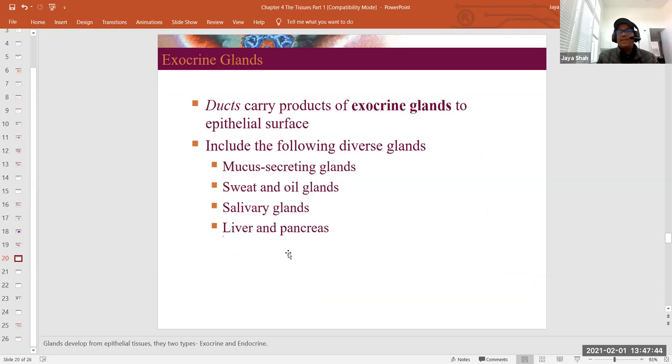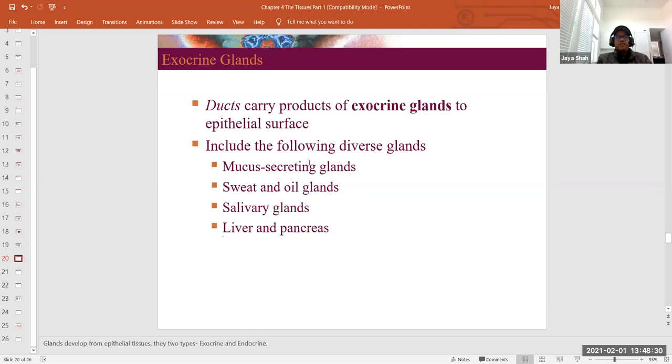Okay, so glands. Why do we talk about glands in the epithelial tissue? Because as I said earlier, all the glands develop from epithelial tissues. The exocrine glands and endocrine glands: when epithelial tissue forms a duct and secretes something, then it is an exocrine gland. And when epithelial tissue is buried inside the connective tissue, and whatever it produces is sent to the blood vessel, then that is called an endocrine gland because they are ductless glands, okay?